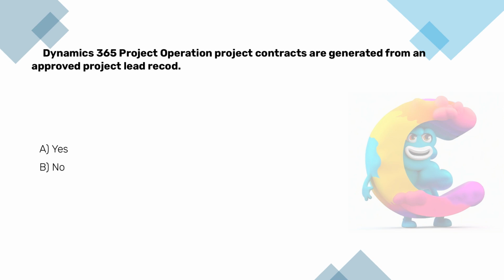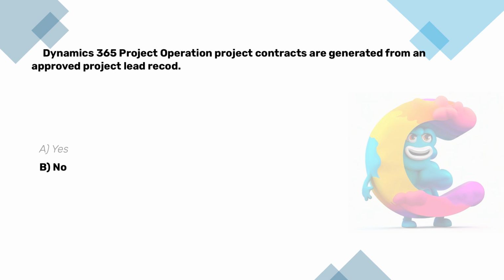In Dynamics 365 Project Operations, project contracts are generated from an approved project lead. Is it correct? Okay, now pause the video here, have a bit of think, and then continue when you are ready. No, it is incorrect. Project contracts are usually generated from opportunities or quotes, rather than directly from leads.